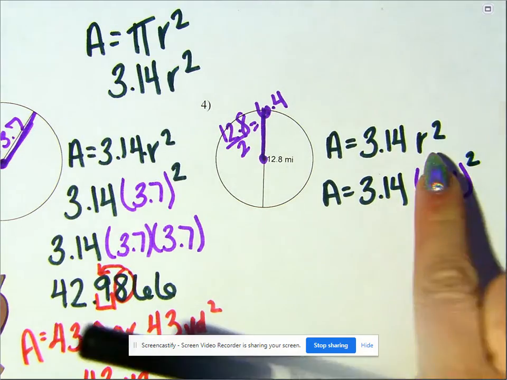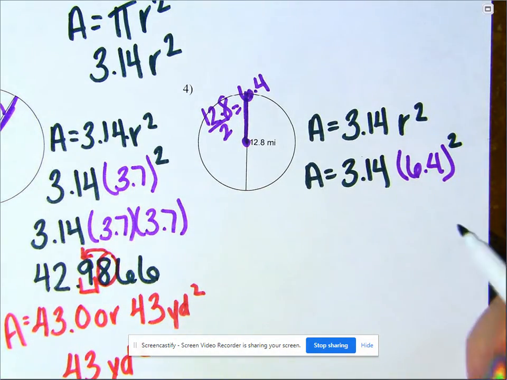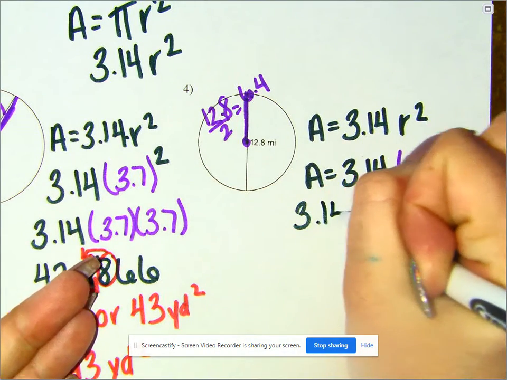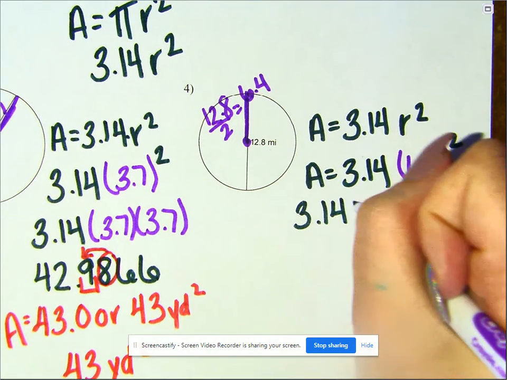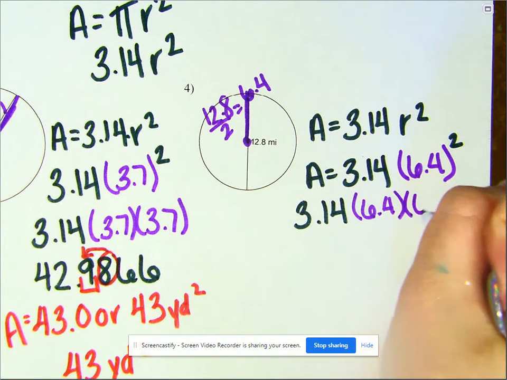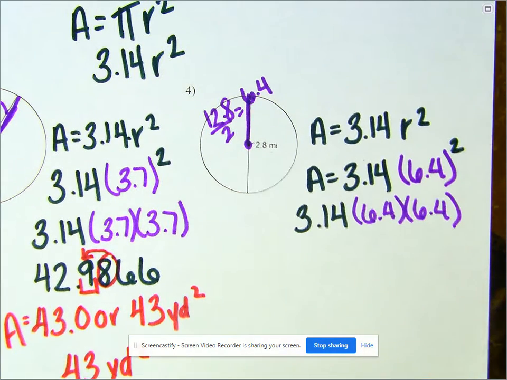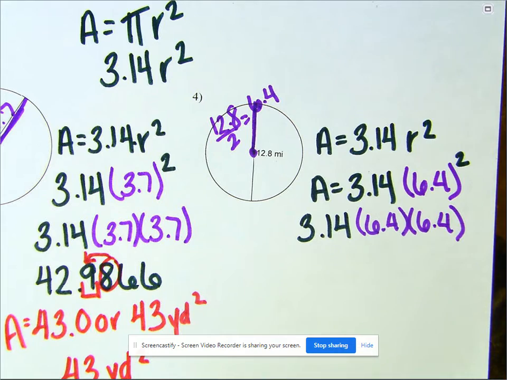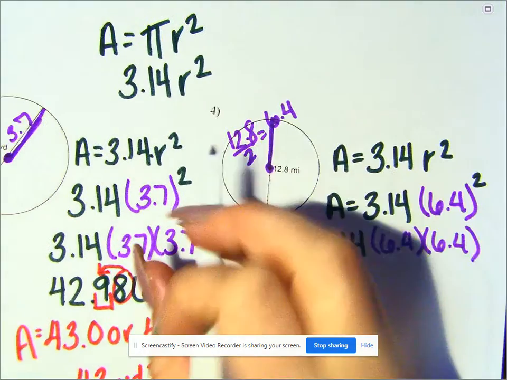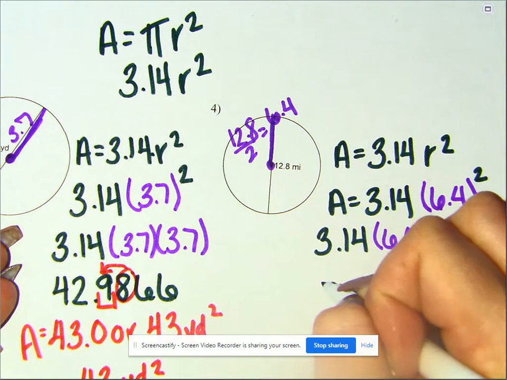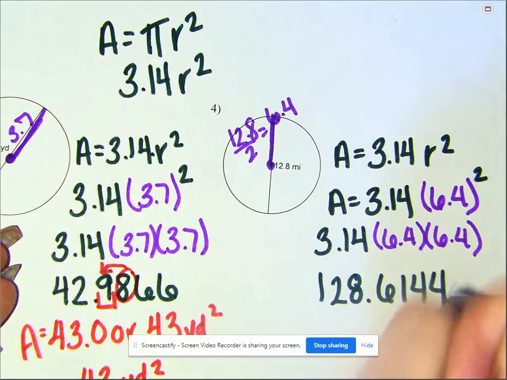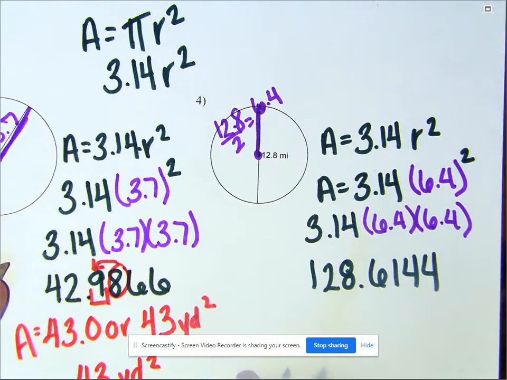Going into the formula, we are squaring it because that's what my formula says to do. I'm also remembering that if I square a number, I'm multiplying it by itself. So 3.14 times 6.4 times 6.4. And I'm going to use my calculator, my phone, Google's calculator, something to take 3.14 times 6.4 times 6.4. And my number comes out to be 128.6144.